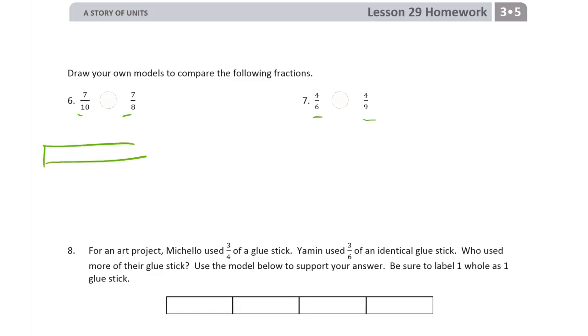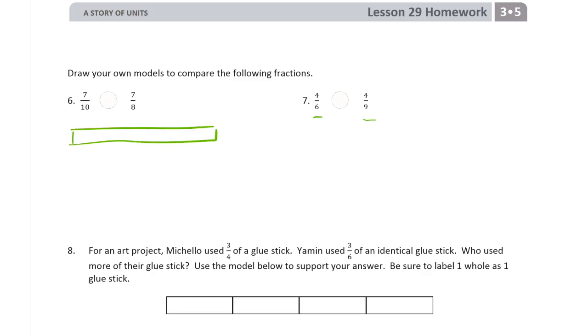don't draw them like this, side by side, and do your tenths here and your eighths here. Don't do it like that because it won't make any sense. You can't really compare them when they're side by side. What you want to do is draw them above and below so that you can see, when you shade them in, which one is longer and goes farther. You want the endpoints to line up.